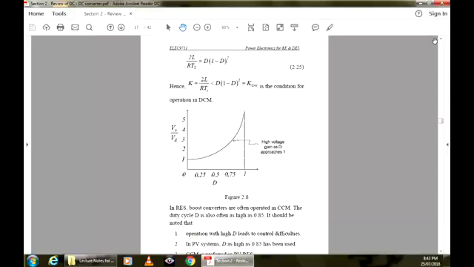But in PV energy systems, the boost converter that follows the PV array is always operated in continuous conduction mode.